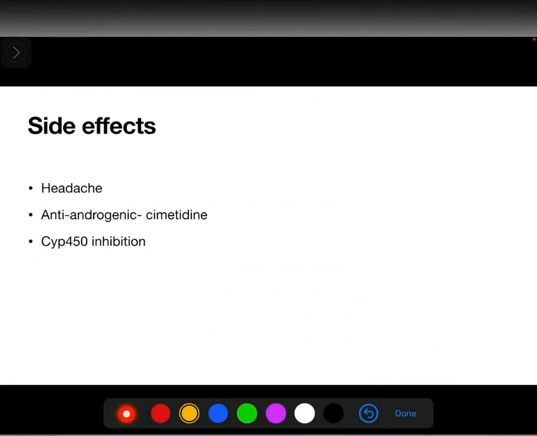Okay, now we'll talk about the side effects. What are the side effects? Headache, the most common side effect. If you give the patient ranitidine, cimetidine, famotidine, nizatidine, the patient will complain of this side effect, headache.